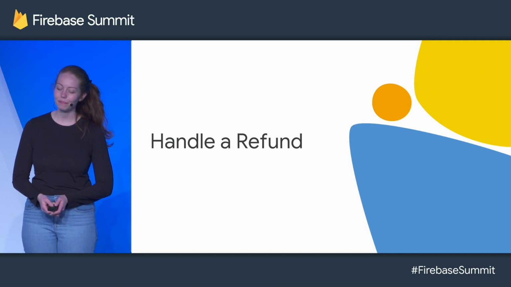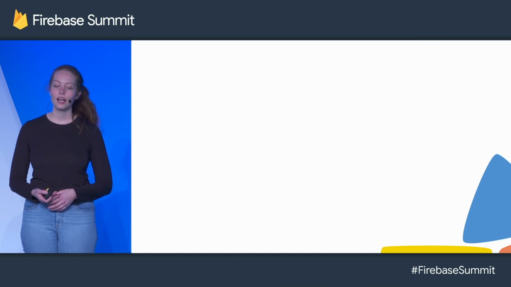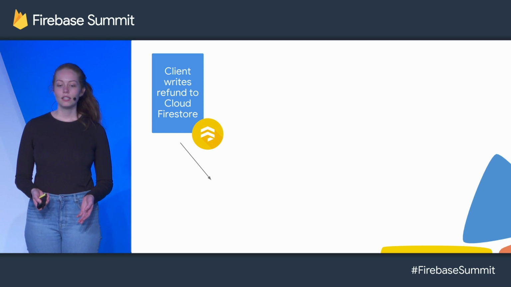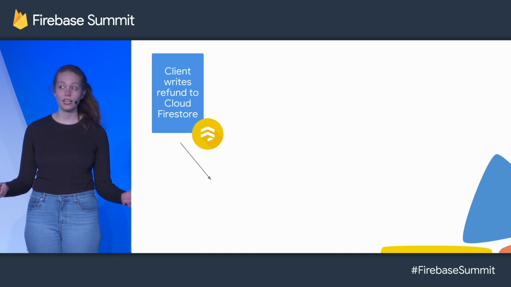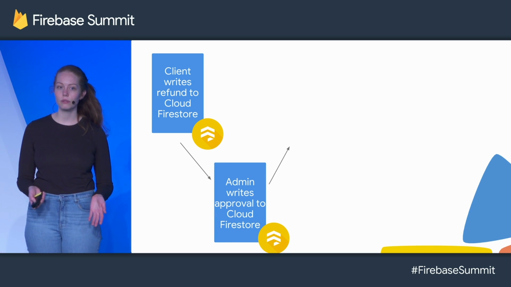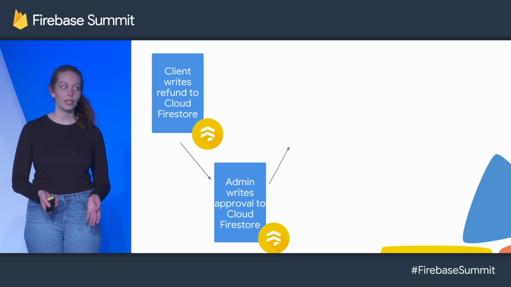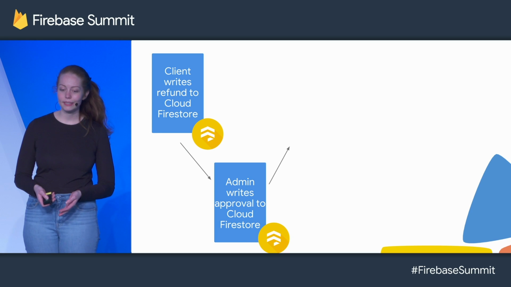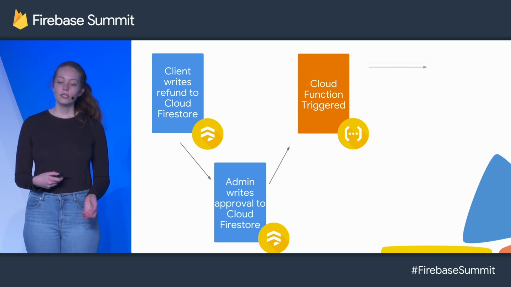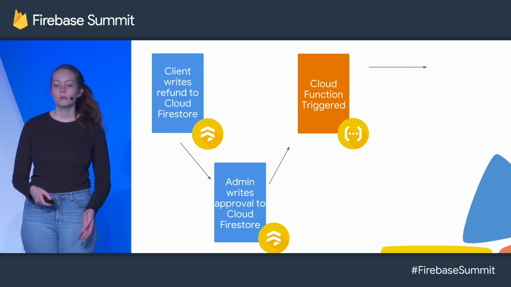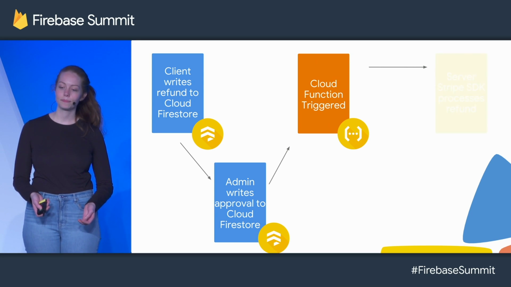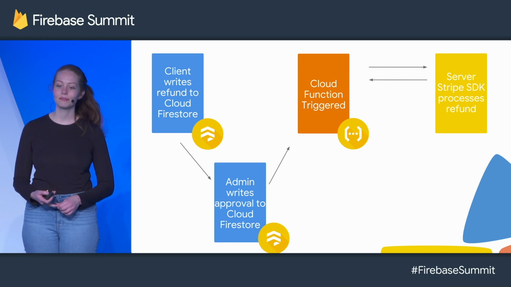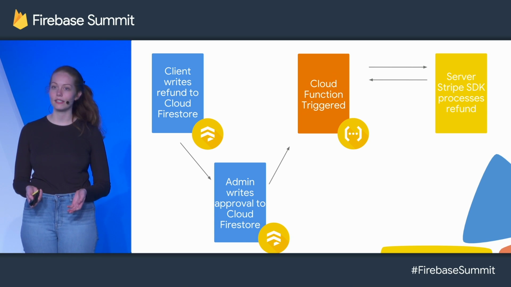It just comes up. And so the way that we'll do this via the code is the client will write a request to Cloud Firestore to ask for a refund. Since we don't want to just grant everyone refunds, we have this admin user who lives in our Stripe customers collection, and they can grant approval on refunds. So the admin will get to say, do you get a refund? Do you not get a refund? Once the admin has approved the refund request, we'll trigger a Cloud function. That Cloud function will talk to the Stripe SDK and process the refund. And then once we get the data back, we'll save it to Cloud Firestore.